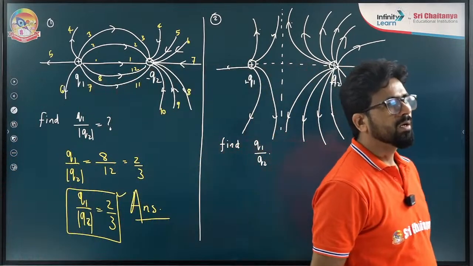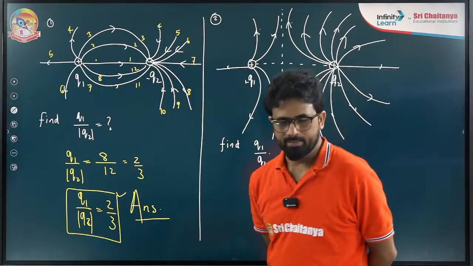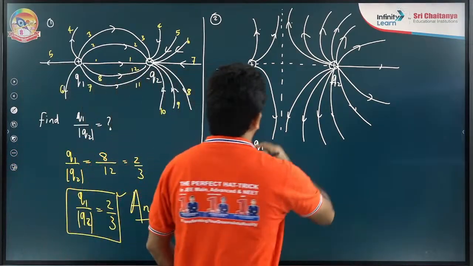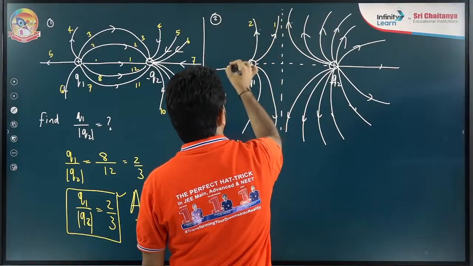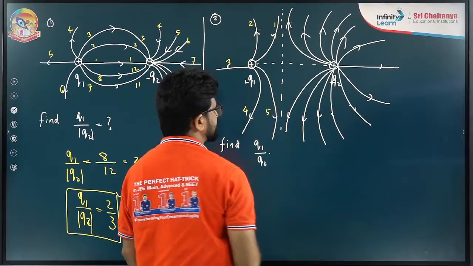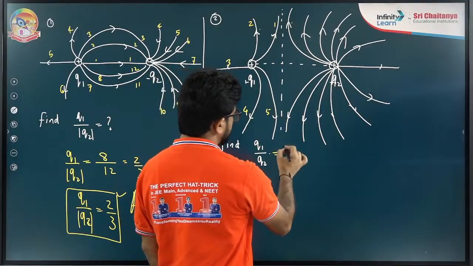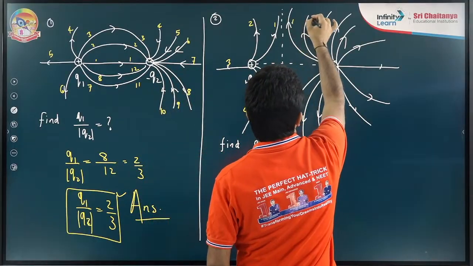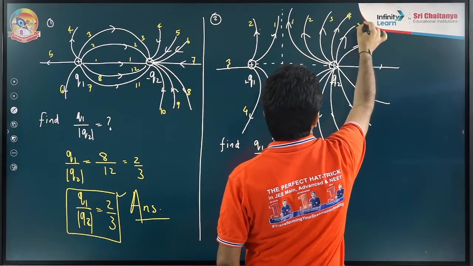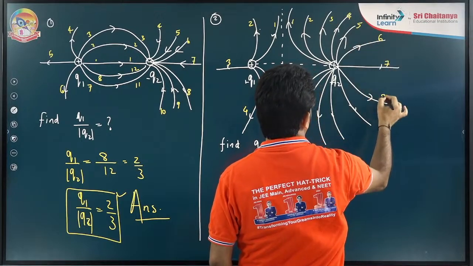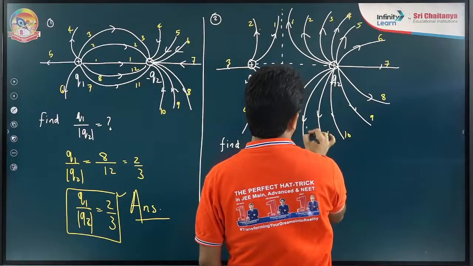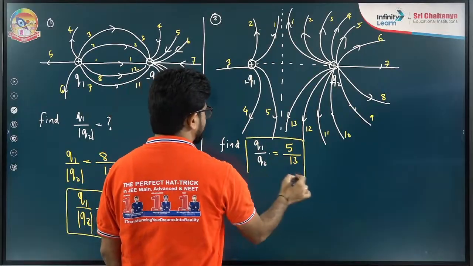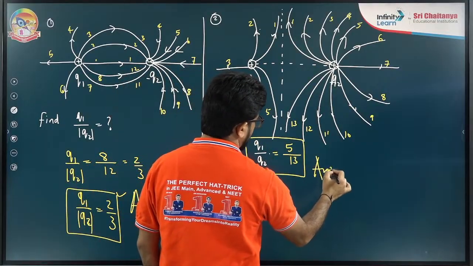Clear to everyone, beta? Now the second question also we have to solve. Similarly, we can solve it. This is 1, 2, 3, 4, 5. So for this the number of field lines is 5, divided by 1, 2, 3, 4, 5, 6, 7, 8, 9, 10, 11, 12, 13. That's the answer. It is the ratio of the charges.